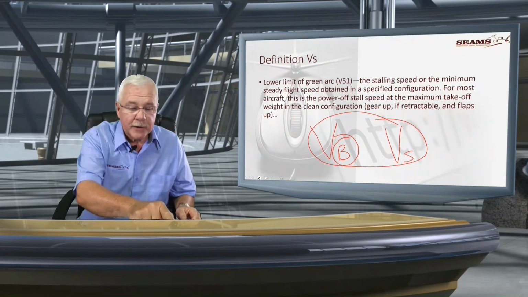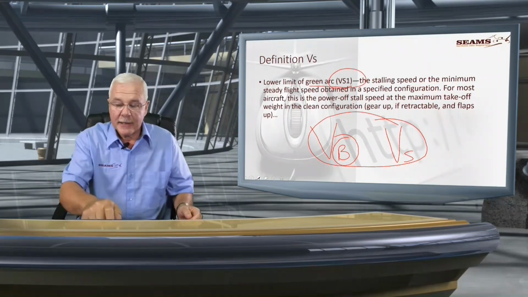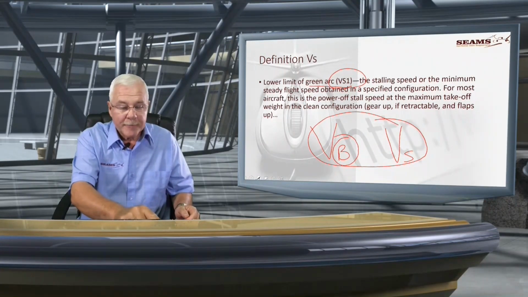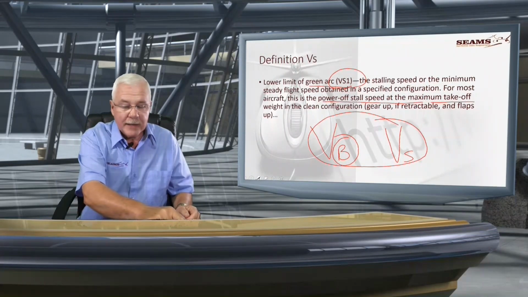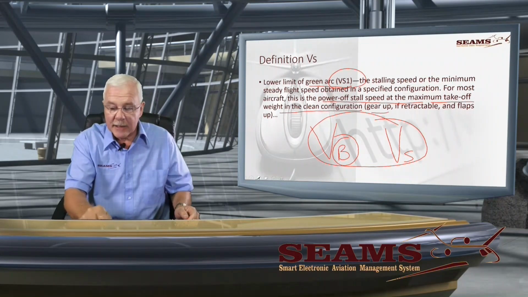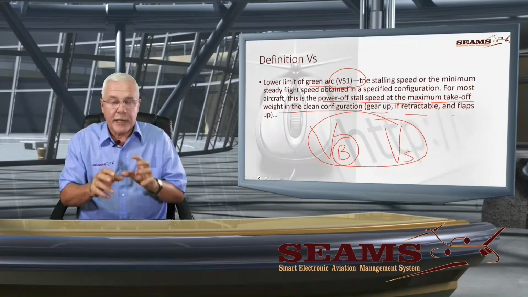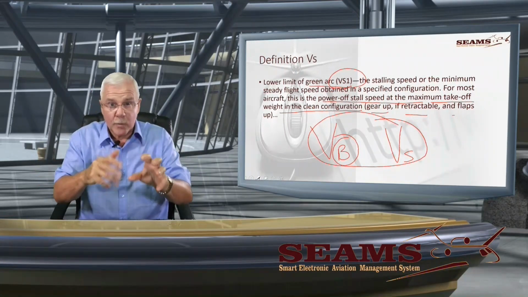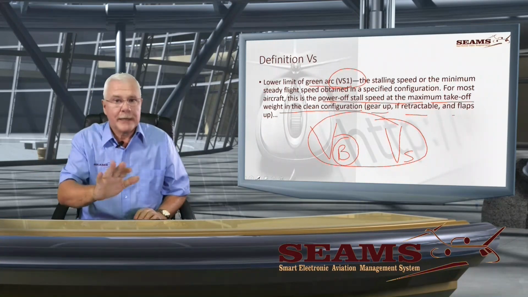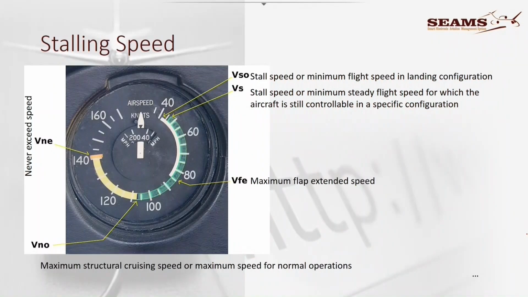So I say the limit of the green arc on the VSI, and I'm going to show that in the next slide. The stalling speed or the minimum steady flight obtained in a specific configuration. For most aircraft, this is the power off stall speed at the maximum takeoff weight in clean configuration. Gear up, if retractable, and flaps. All right, I think we have worked through this definition now, because remember, we want the basic stalling speed. Not anything beyond that. We'll get to the maneuvering stalling speed. For now, it's just the basic stalling speed. But without further ado, let's get on with the next slide.